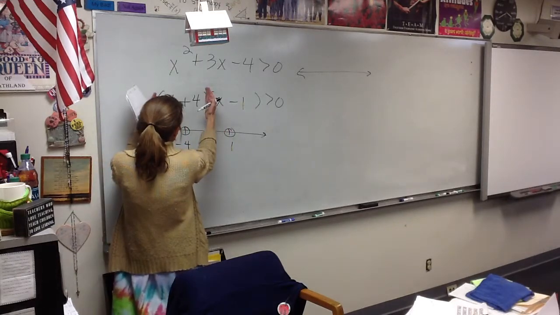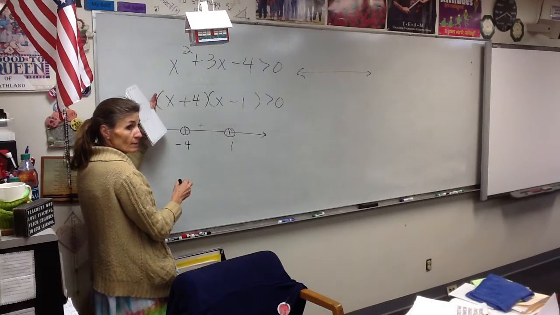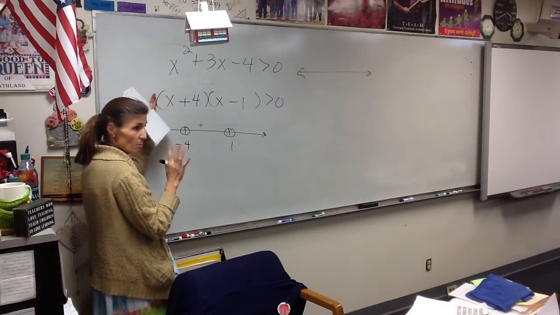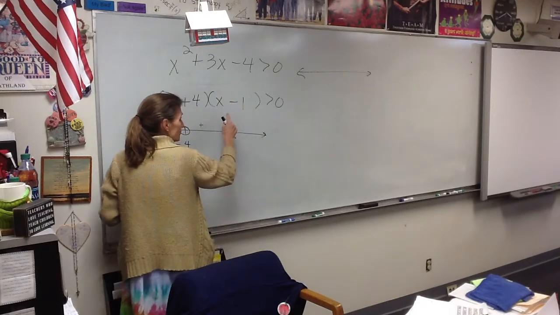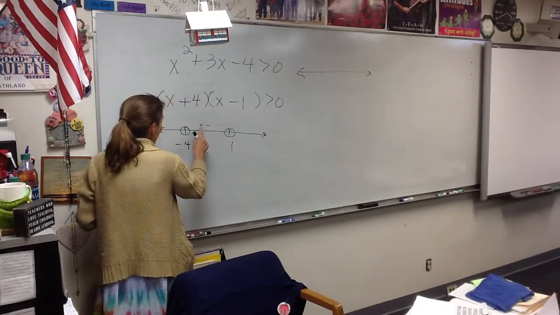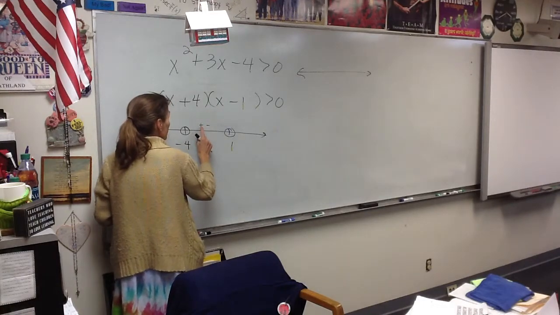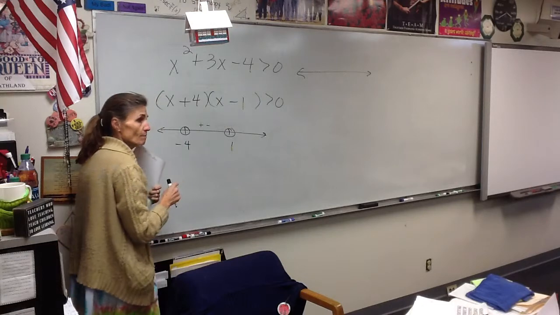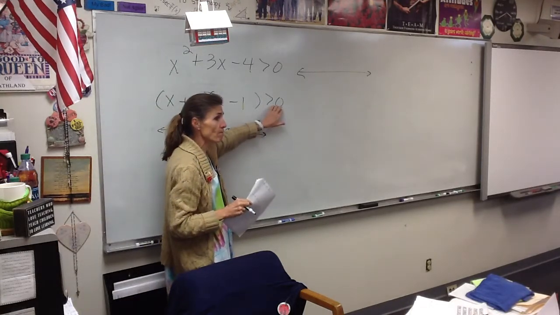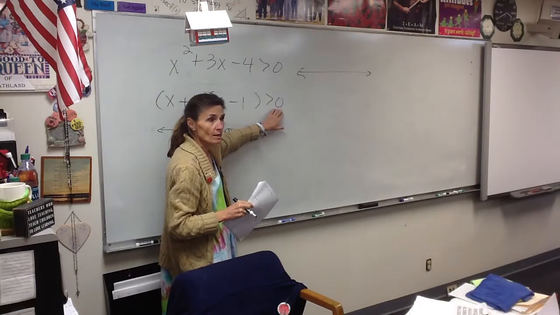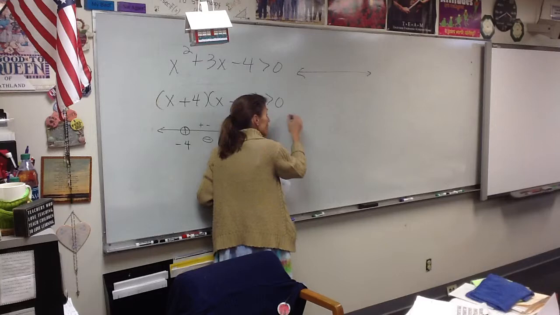What does 0 do to that first parentheses? Makes it a positive 4? The 4 is not really important to me, but it's positive. What does 0 do to the second parentheses? Makes it negative. What happens when I multiply? This is a multiply problem. What happens when I multiply a positive times a negative? I get a negative. Is that what I am looking for in this problem? No. What does greater than 0 mean? Positive.